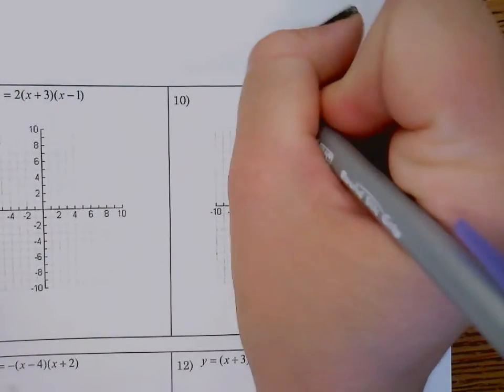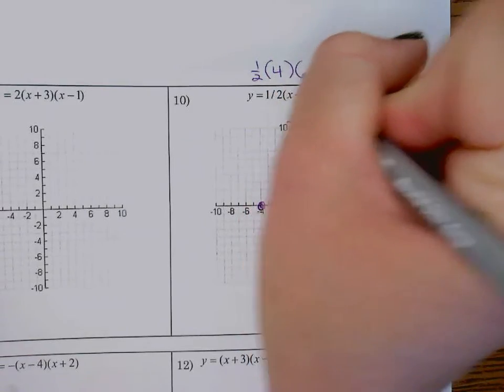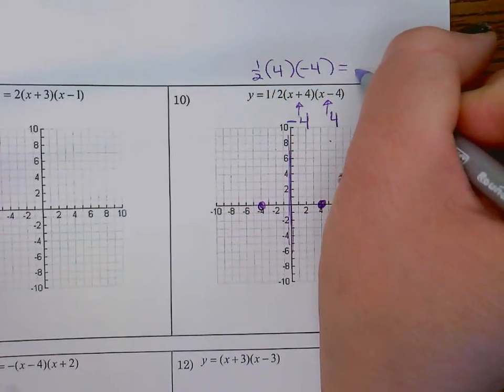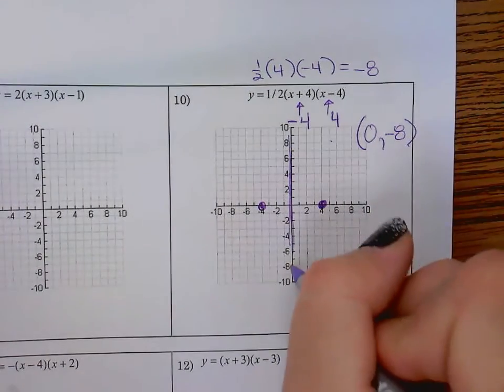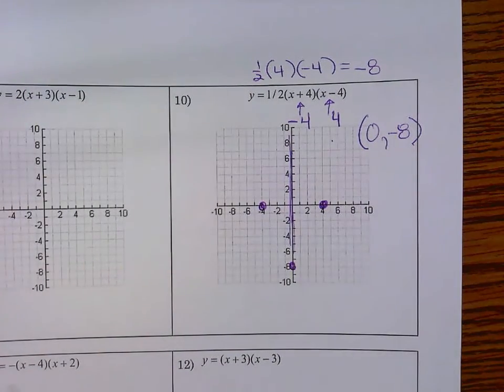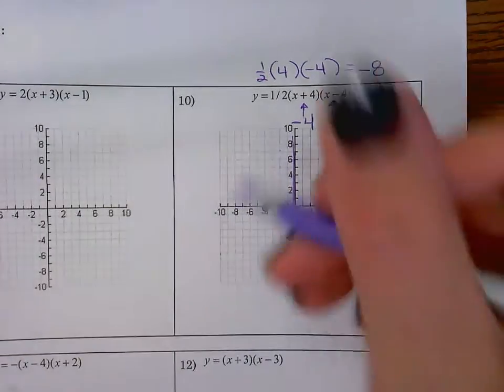Let's see, I get 1/2 times +4 times -4. Isn't that -8? I could tell because I know it has to be concave up. So I know my vertex has to be below my x-intercepts to be concave up.